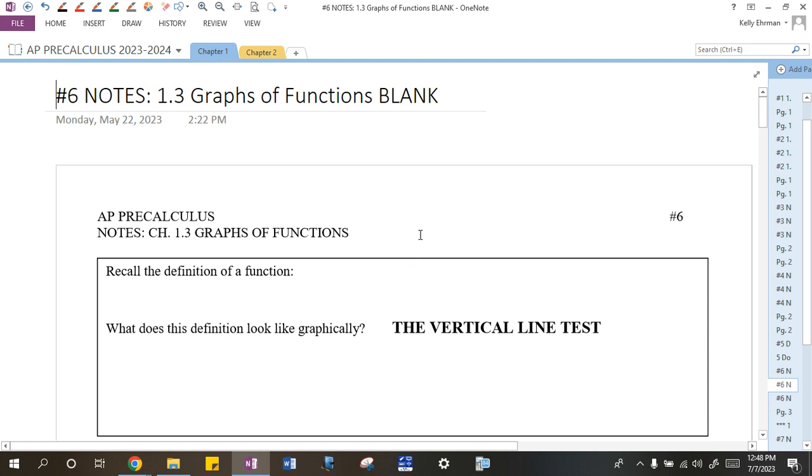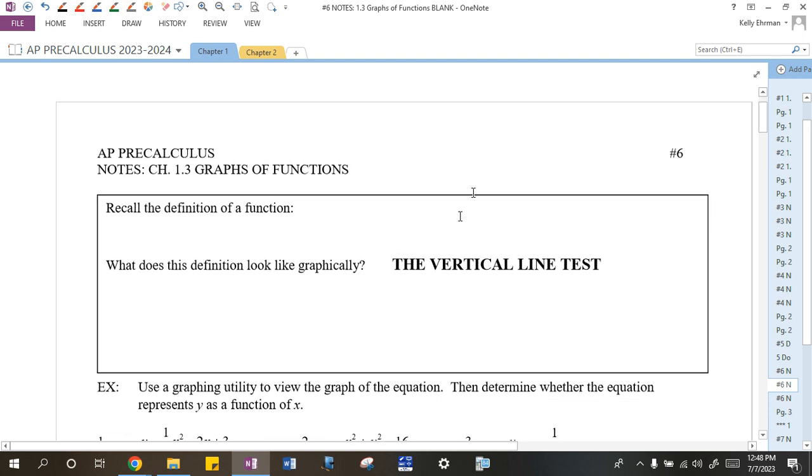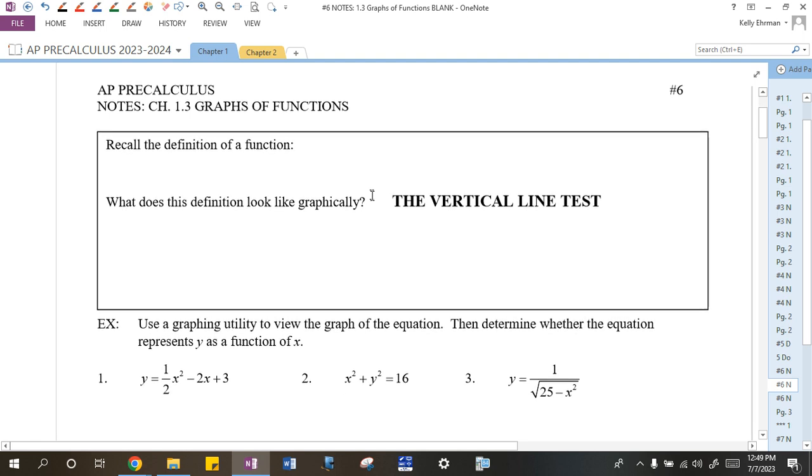Now we're in chapter 1.3, and we're going to be looking at behavior of graphs of functions and kind of tying it to some things that we did before. So remember the definition of a function. Let's just write this down again.